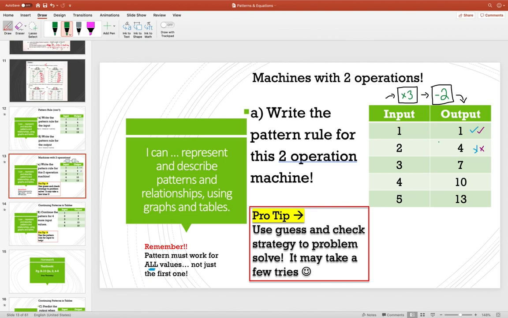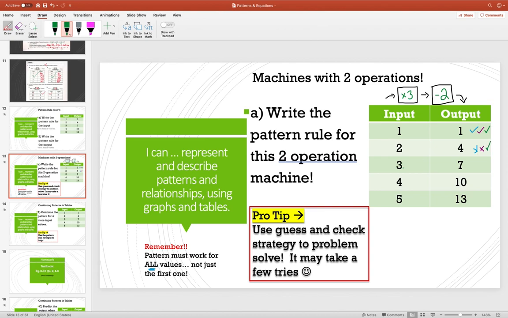I just sort of did the first couple in my mind. I stored the numbers in my mind while I was figuring this out. Let's see, 1 times 3, which is 3. 3 subtract 2 is 1. All right, this works. Let's see. 2 times 3 is 6. 6 subtract 2 is 4. Ooh, I might be right.